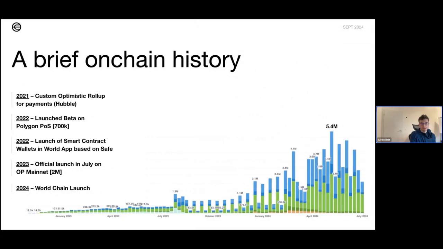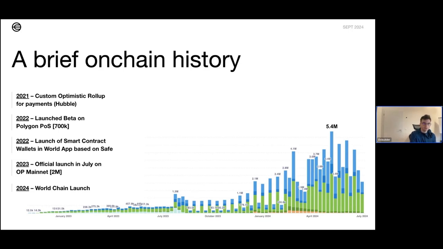Like I mentioned before, this is our quick journey of how we got here. In 2021, we built this custom scaling solution called Hubble. We took over a project that was built by the Ethereum Foundation, and we took it to production. However, we knew that people wanted to have a general purpose EVM to do smart contracts and more interesting things than just payments, like sending tokens back and forth. So we launched on Polygon POS.